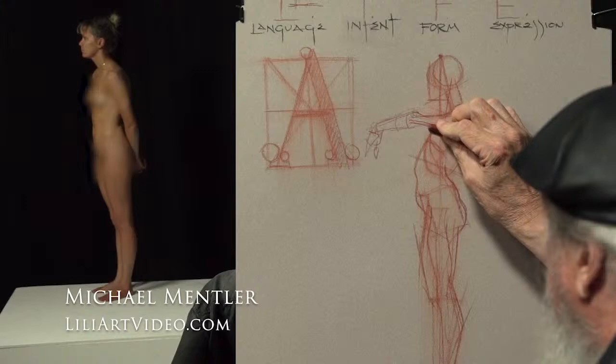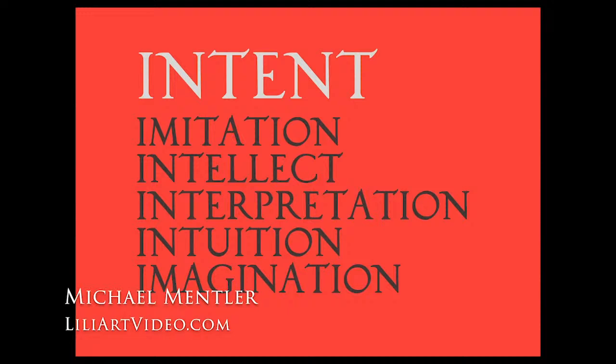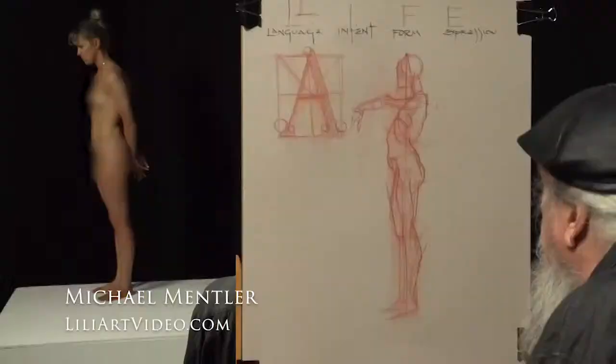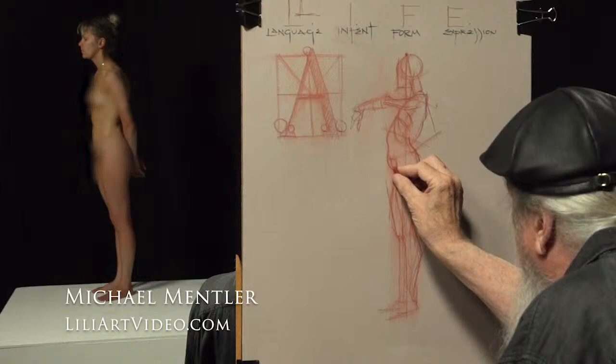So let me just start finessing this slightly. That's our five levels of intent. One being imitation, two being intellect, three being interpretation, four being intuition, and five being imagination. And imagination doesn't have to be a scary word, because we can't imagine something that we haven't experienced. So it's something that's part of our memory bank, and we just have to be able to access it when the time arises. So let's just say that we want to put this other arm back here on her hip in the back. Let's decide that we're going to put this one leg back here instead of in front.